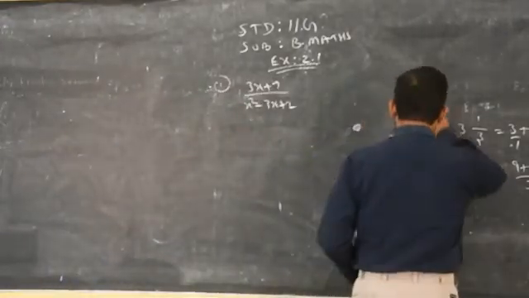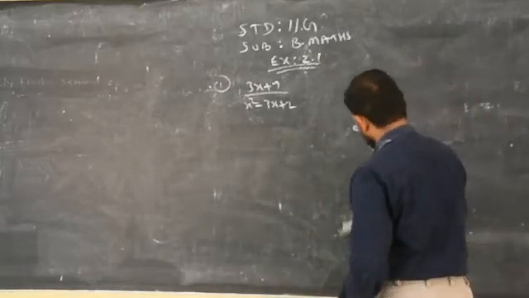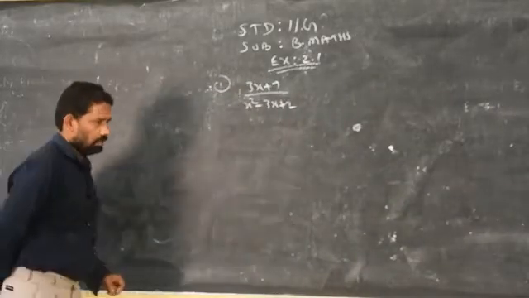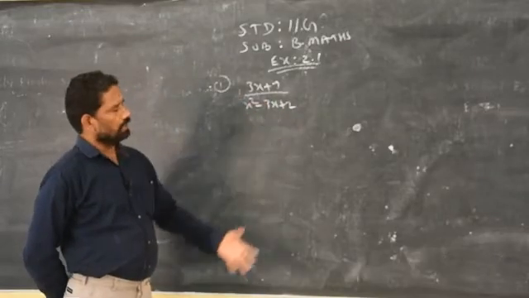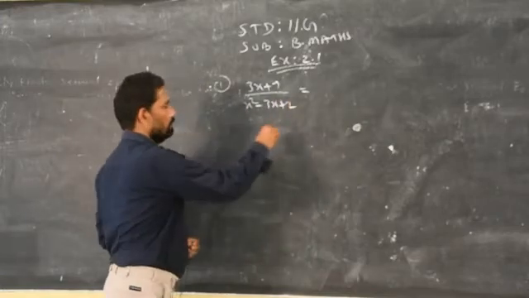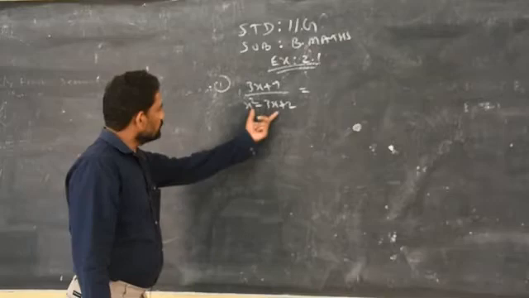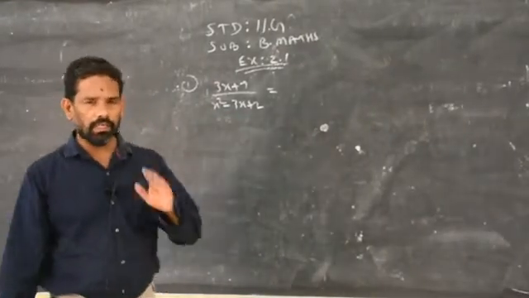See the degree of the numerator and denominator. The numerator degree is less than the denominator. Therefore, you can go for splitting that algebraic expression into partial fractions. How to split? You have to see the denominator, whether the denominator is able to factorize or not.